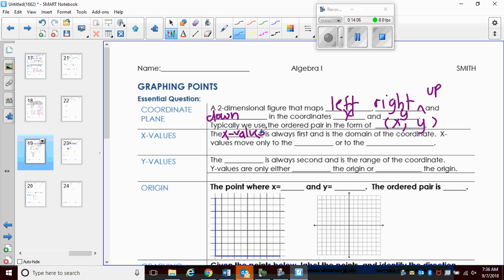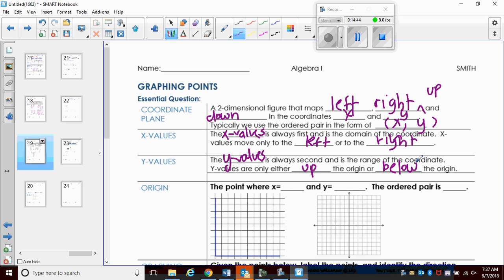The x values are always first. An x value is the domain of the coordinate. So x values move only to the left and only to the right. Whereas y values are always second in that ordered pair, and it's the range. Y values move up or above the origin, or they move below.